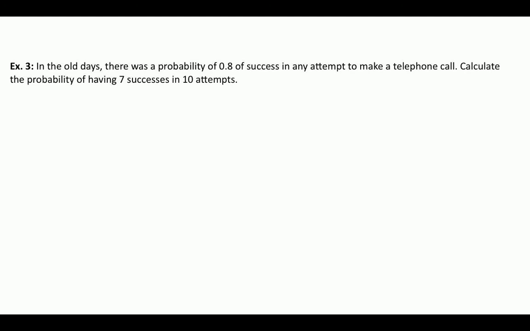So Maud is sitting at her telephone and she's about to make a phone call, and she wants to figure out the probability of 7 successes in 10 attempts. Well, 10 attempts is the number of trials. We're going to do this 10 times over and over again. The question tells us the probability of success is 0.8, so the probability of failure is 1 minus 0.8. N is equal to 10, and because we're interested in 7 successes, x is going to be 7.